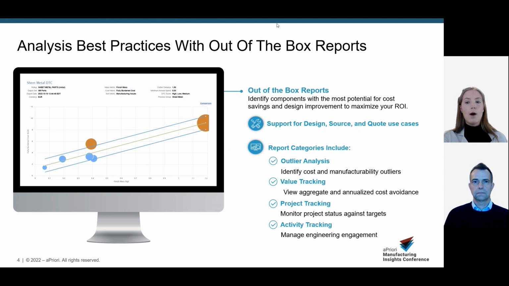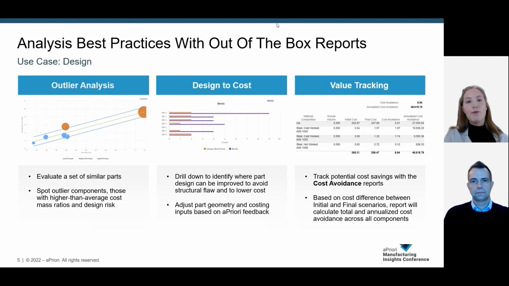So to illustrate how out-of-the-box reports can be used for day-to-day analysis, I will show an example focused on the design use case. But to learn more about our other playbooks for manufacturing use cases, other than the design use case, I encourage you to consult our product documentation. So let's see an example for the design use case, where a design engineer leverages a series of out-of-the-box reports to identify outlier parts, make design improvements, and track cost avoidance.